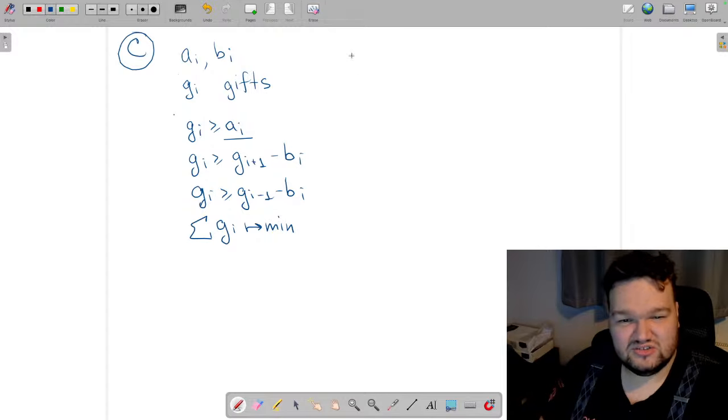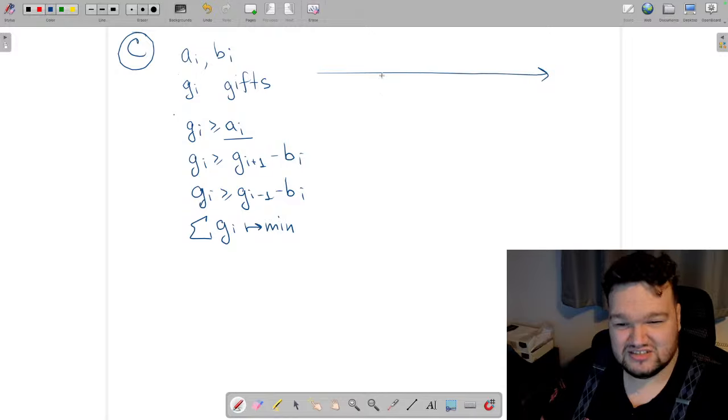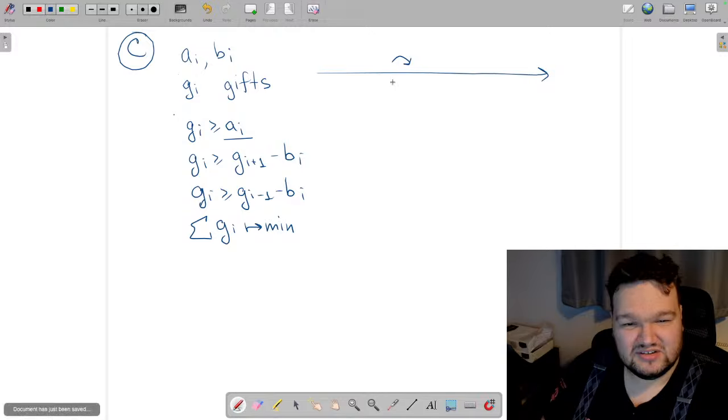But actually what we can do is go from left to right once and do the updates. So we start by assigning GI to AI, then we go left to right and update each element. If this is GI, we can update GI plus 1 with max equal GI minus BI plus 1.